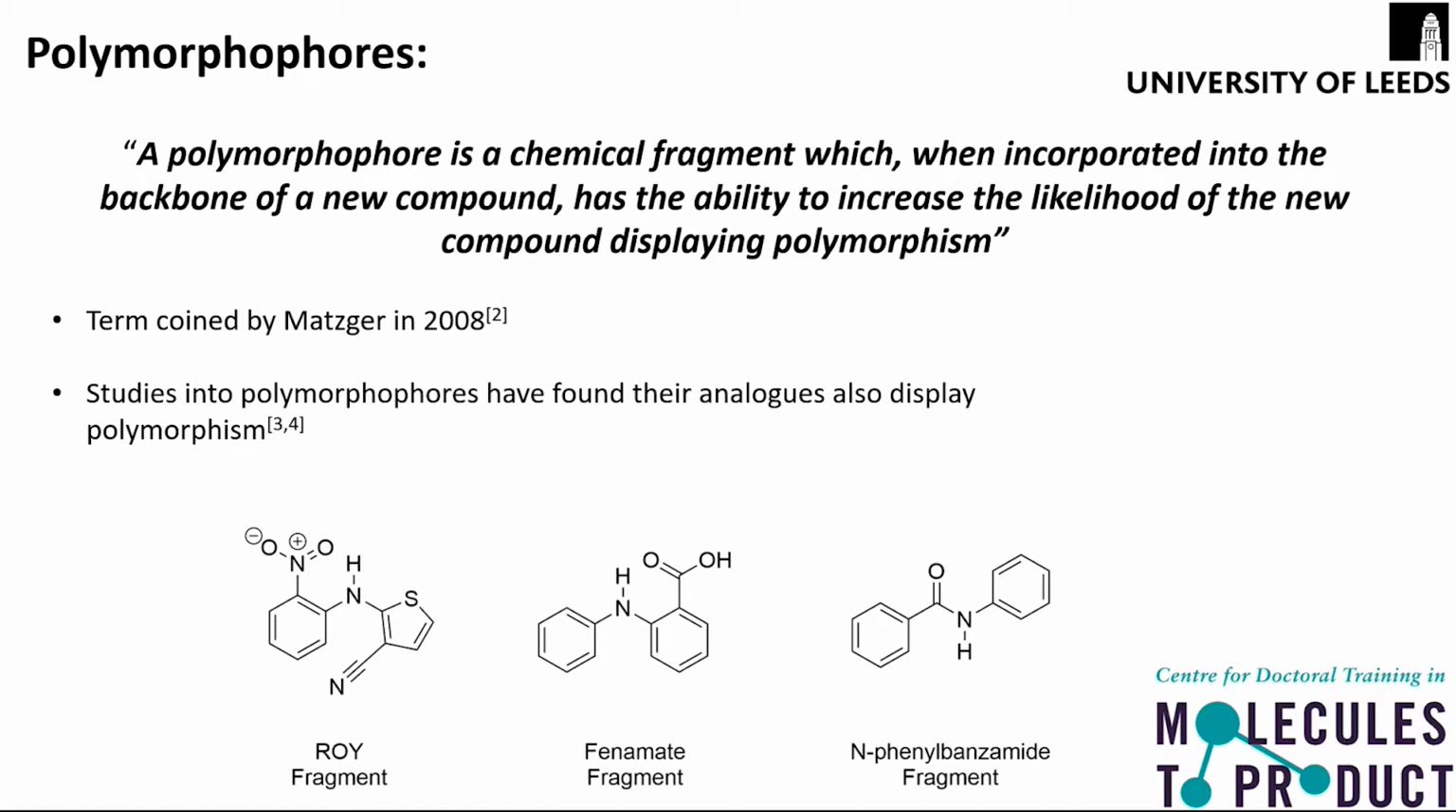Studies into these polymorphophores, in particular into the N-phenylbenzamide and phenamate fragments, have found that structural analogues of these polymorphophores also display polymorphism, which is an interesting link between chemical structure and resulting polymorphic profiles. So we believe they're an interesting jumping off point for trying to find correlations between the chemical structure and the resulting polymorphism from that.